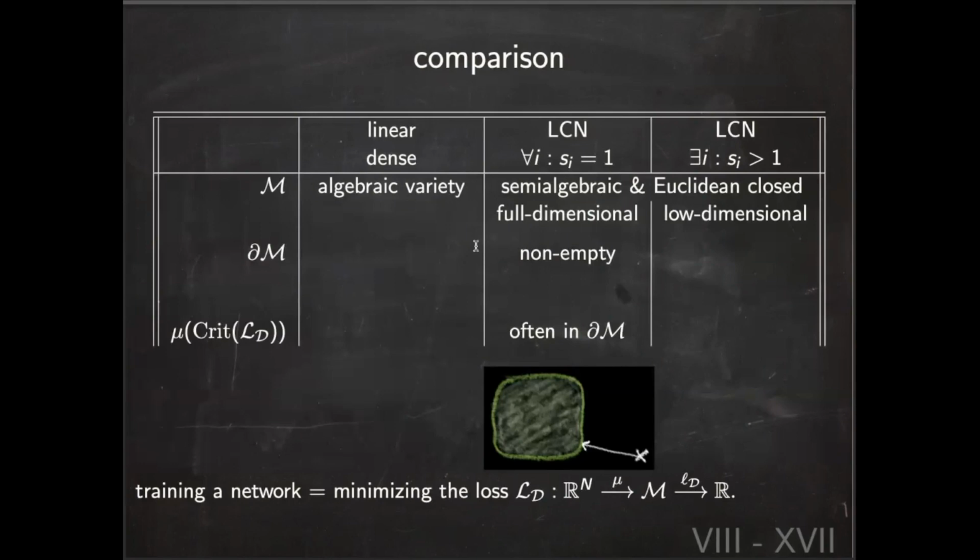Okay. Now, what do I want to say next? I added this entry here. For an algebraic variety, there is no Euclidean boundary. So the question of whether we often land on the boundary doesn't even make sense. So that's not so interesting.